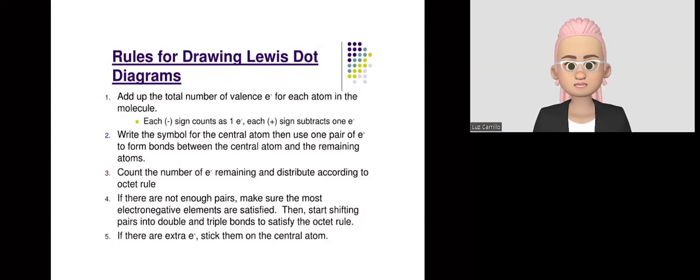So number 1, we're going to add up the total number of valence electrons for each atom in the molecule. At times, we will be dealing with molecules that have signs, and these signs represent the overall charge for that molecule. Remember that we are dealing in essence with polyatomic ions, and because they are formed by nonmetal elements, they are covalent compounds, even though when you mix them with a metal, overall, the compound is ionic. But a polyatomic ion by itself is a covalent compound. So if they have a negative sign, that corresponds to 1 electron.